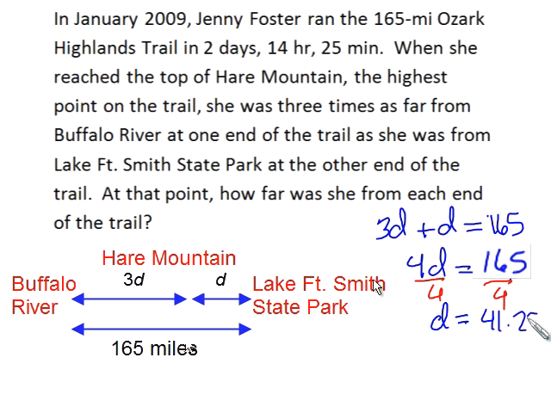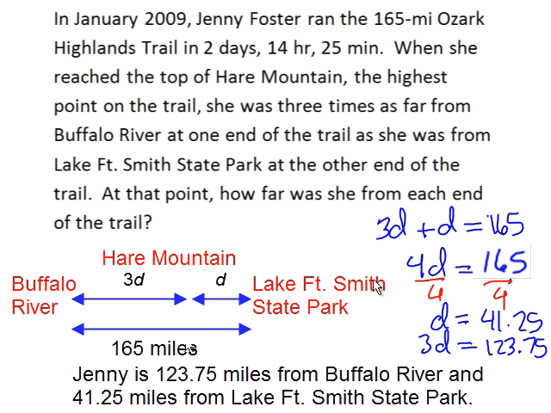So dividing by 4 gives us a value for d of 41.25. We also need to know what 3d is. So 3 times 41.25 then would be 123.75. Therefore, Jenny is 123.75 miles from Buffalo River, and she's 41.25 miles from Lake Fort Smith State Park.